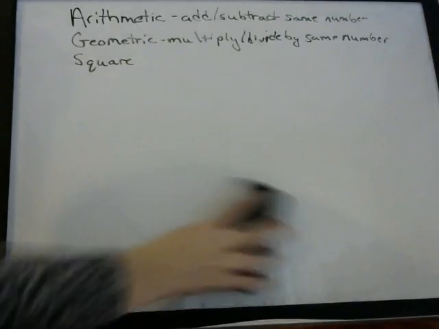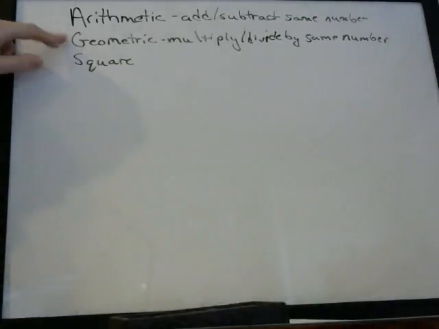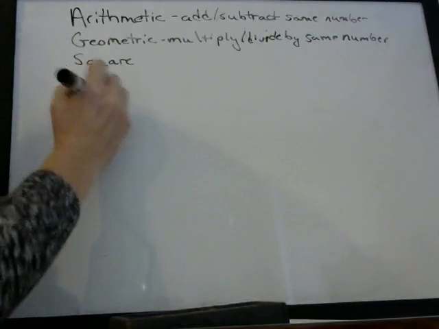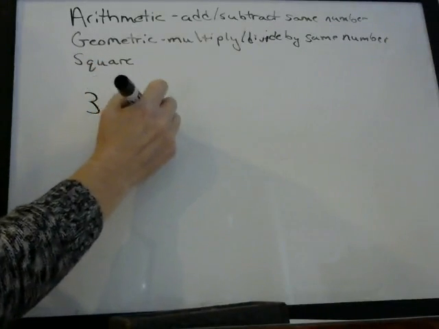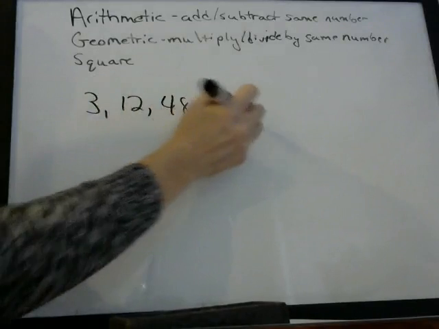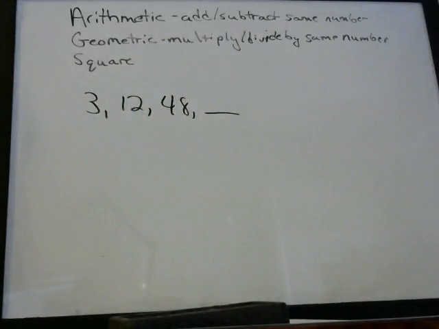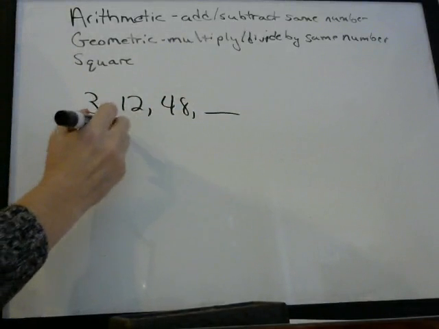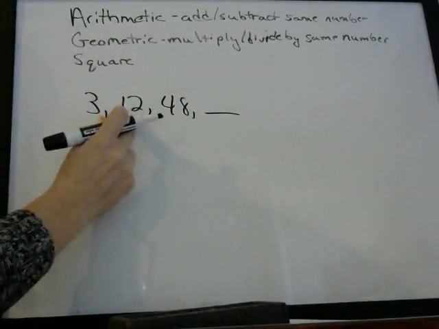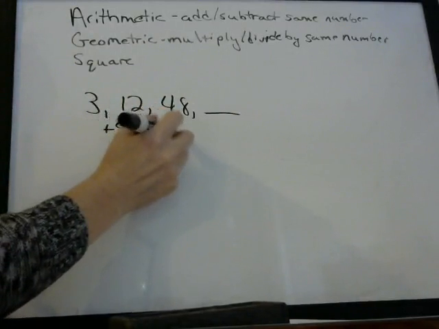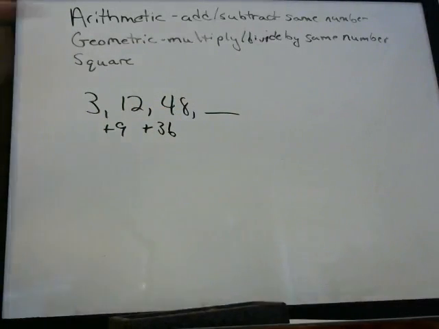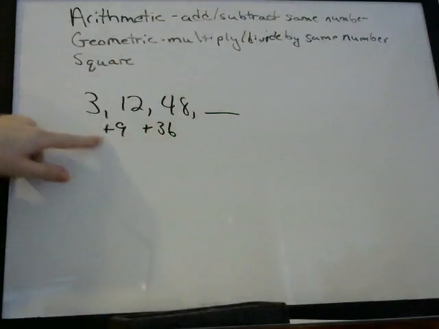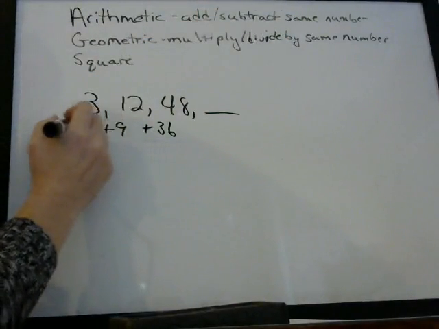If that's not the case, the second type of sequence you'd want to check for is, is it geometric? Are they multiplying or dividing by the same number to get the next number? For example, 3, 12, 48. What's the next number? If we tried the arithmetic first, to go from 3 to 12 they're adding 9, but then from 12 to 48 they're adding 36. So that's not the same. It's not arithmetic, because in arithmetic you have to be adding the same number.